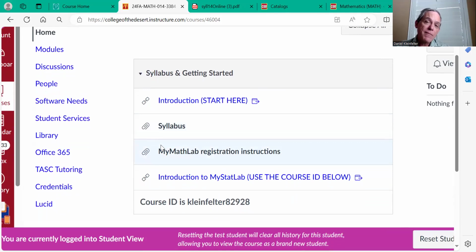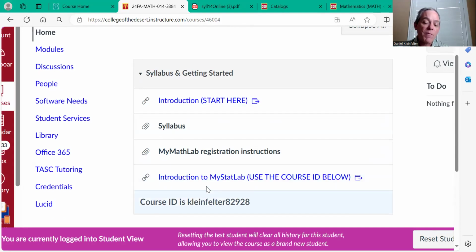Okay, back up to the syllabus and getting started block. We're currently watching the Introduction to Start Here video. We're about to take a look at the syllabus. This document on creating the My Math Lab account, you can take a look at that. And then there's also a video on setting up that account, some of the important features of My Math Lab, also known as My Stat Lab.